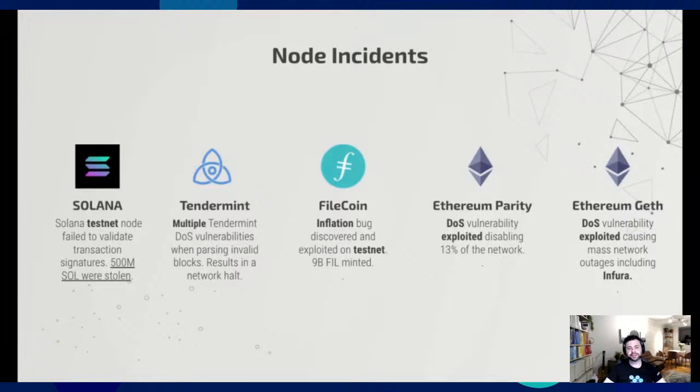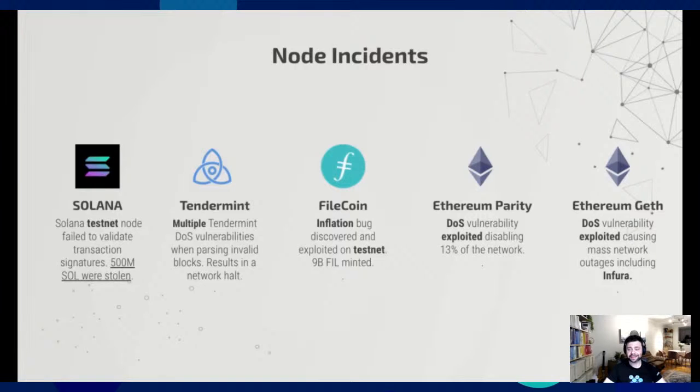So there were a variety of incidents that we saw on testnet. So people are catching the bugs early on. Filecoin and Solana had pretty nasty bugs that they caught early on. Tendermint just sees denial of service bugs pop up every few months. The two on the right are probably more concerning: Ethereum Parity and Ethereum Geth vulnerabilities.